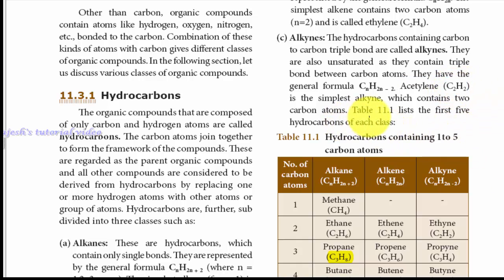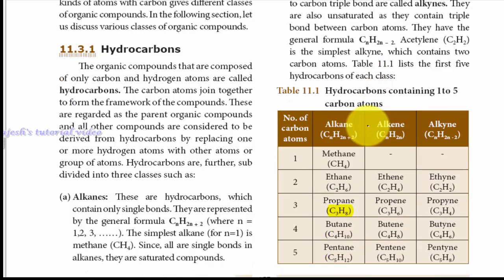An easy way to remember the formulae is alkanes, alkenes, alkynes, A-E-Y, in alphabetical order. So first CnH2n plus 2, then CnH2n, and then CnH2n minus 2. The difference is that alkenes have 2 hydrogens fewer than alkanes, and alkynes have 2 hydrogens fewer than alkenes.